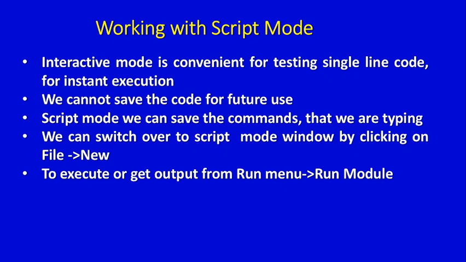So how will you get the script mode window? First you open Python IDLE, then the interactive window will appear. From that interactive window, File, Edit, View, Options are there on the top. First you click on the File option, then you click on the New option. Automatically you move to script mode. After typing the program code, we have to save the program, so in script mode, we can save.